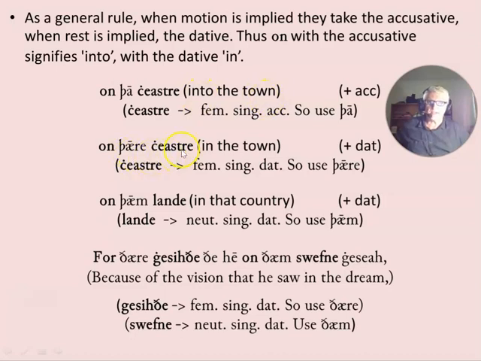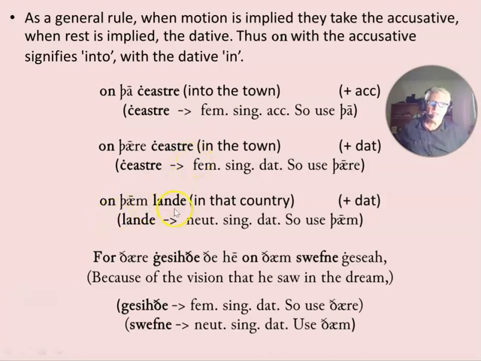On thara cheastere, feminine singular dative, so use thare, and we use the dative here, and in the dative it's in the town. So the difference between on thar cheastere and on thara cheastere is into. The preposition on means into in that case, and here the preposition on means in. Now, perhaps a little bit tricky, cheastere is accusative, and the exact same form is also the dative. And you'll often find words that will happen. So you're going to have to read the context there to work out what's what.